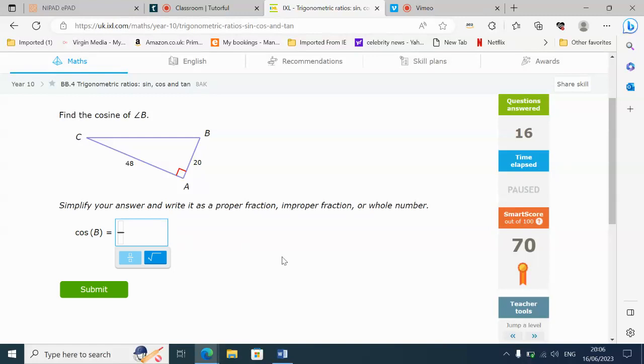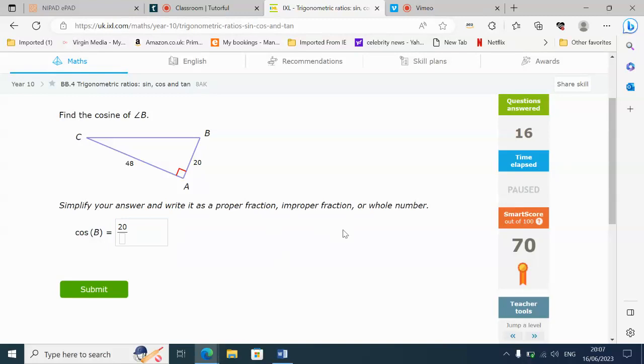So cos is adjacent over hypotenuse. Okay, adjacent would be 20, and we need to find out what the hypotenuse is. So what we would do is a squared plus b squared equals c squared.